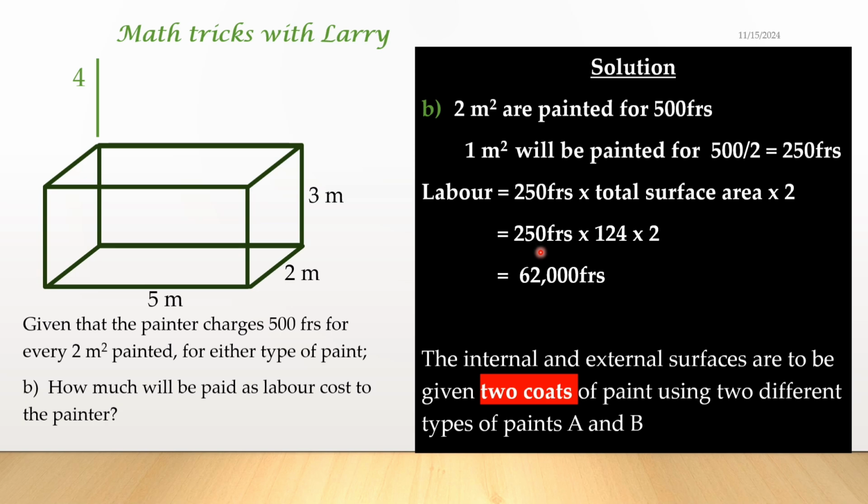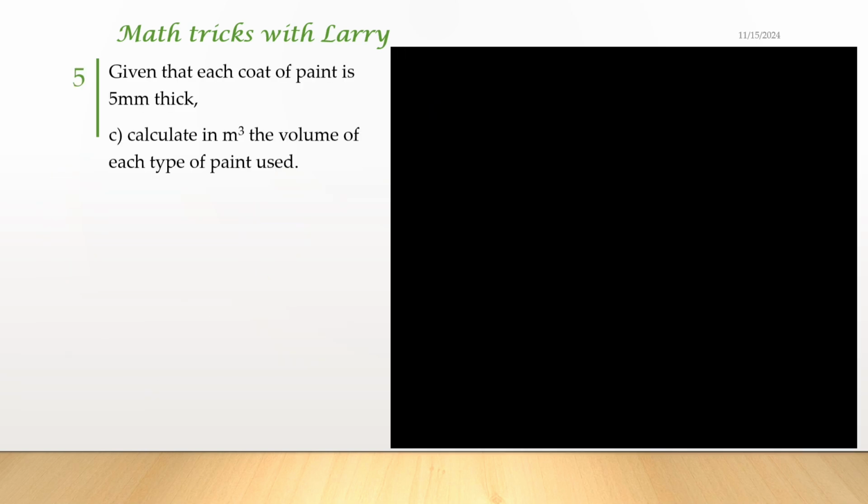And if we do that, we bump in the numbers, we will see that the amount of money to be paid to the painter is 62,000 francs, which means the total amount of money spent as labor cost to the painter is 62,000 francs.